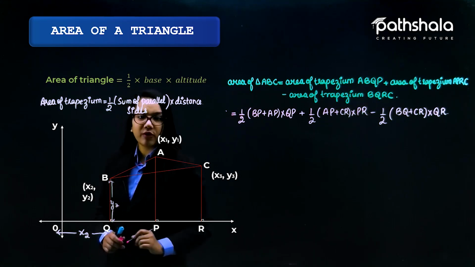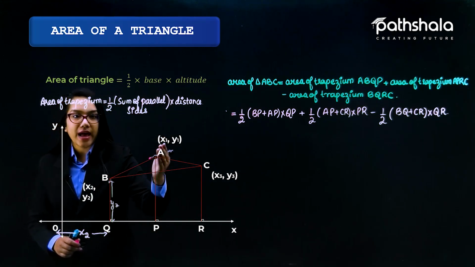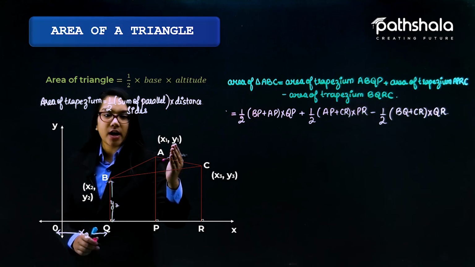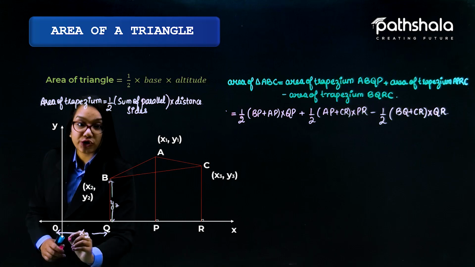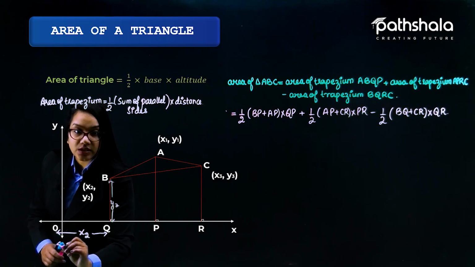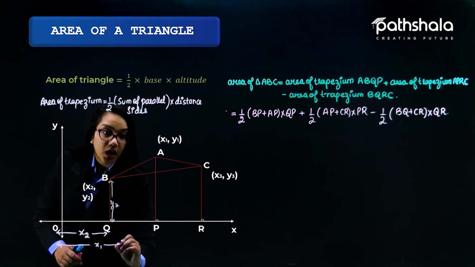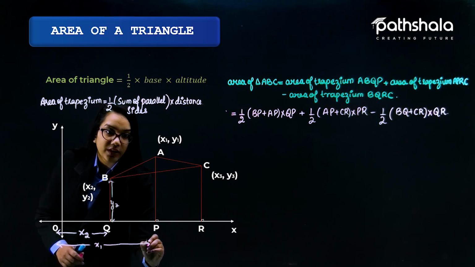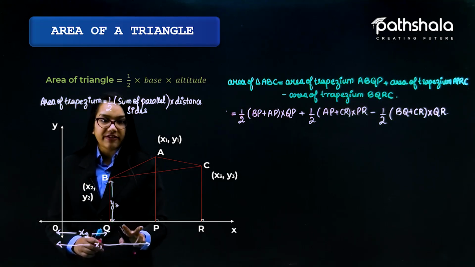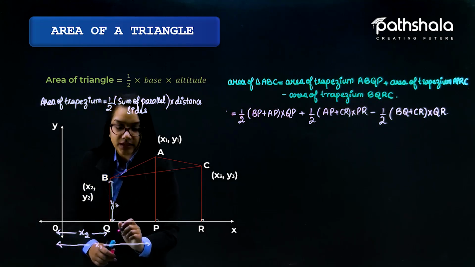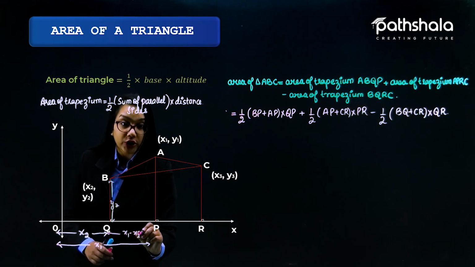Now let's talk further. As we can see, we have the coordinates of A as x1, y1. It means that P is at a distance x1 from the origin. So the distance of the point P from the origin is nothing but x1. If this is x1 and this is x2, then this particular distance is definitely x1 minus x2.